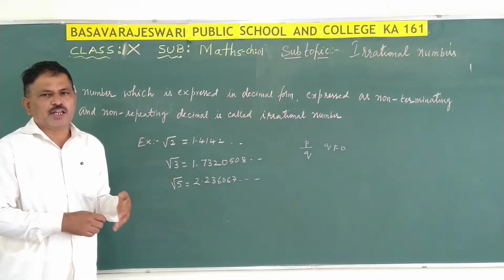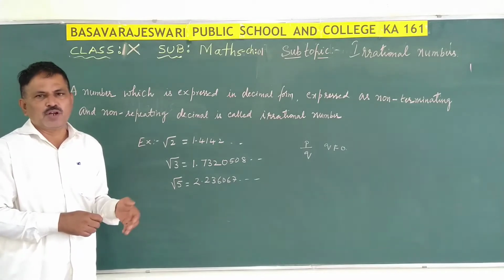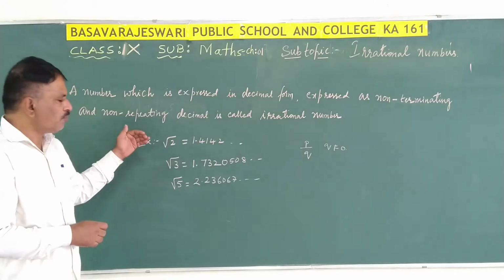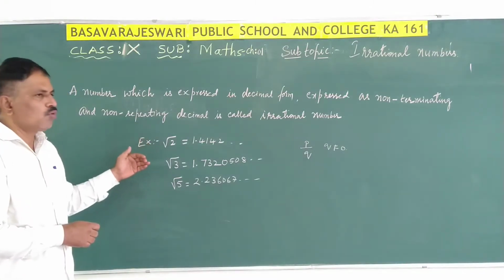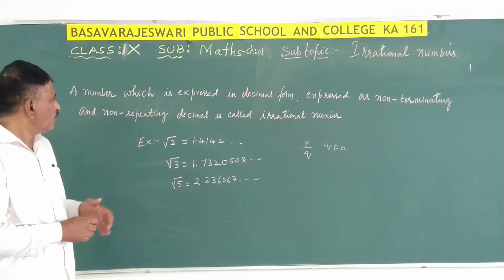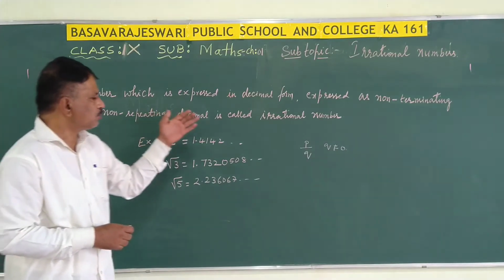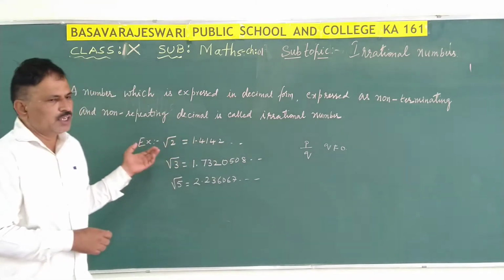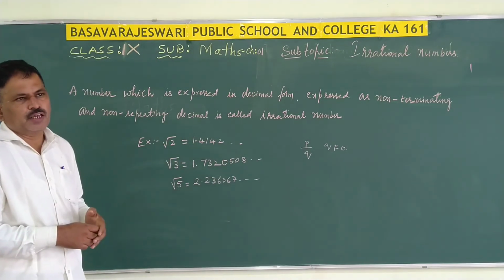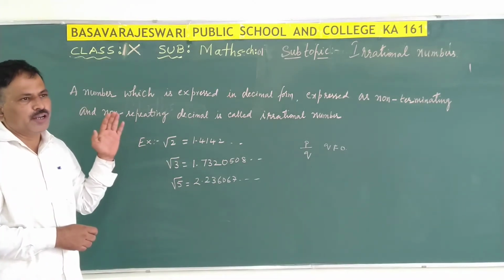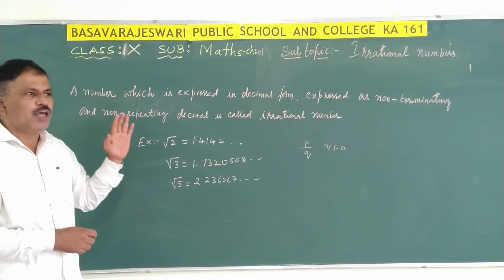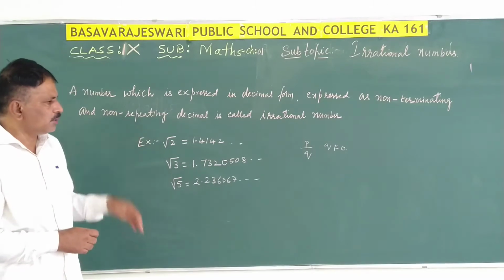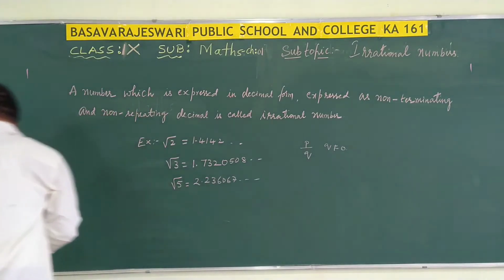Root 9 can be written as 3, and 3 can be written as 3 by 1. Again it is a rational number. So the irrational numbers we get are root 2, root 3, root 5, root 7, etc. Very clearly, a number expressed in decimal form which is non-terminating as well as non-repeating is called an irrational number. Yes, please note this down.